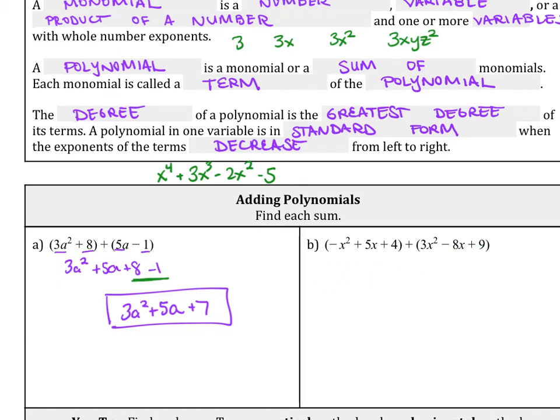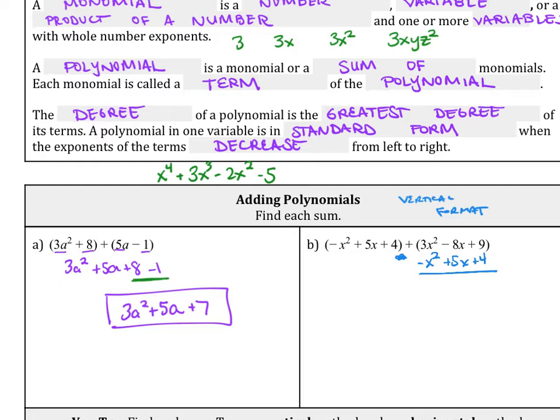So I'm going to add it using what's called the vertical format. And so this is what I'm going to do. I'm going to take one of them and rewrite it underneath the same like term. So I'm going to take this one here, and I'm going to rewrite it on the other side. So negative x squared can go here. 5x can go under the same term. And then plus 4 can go here. Now we're just adding, so that's okay. We can just write it below.